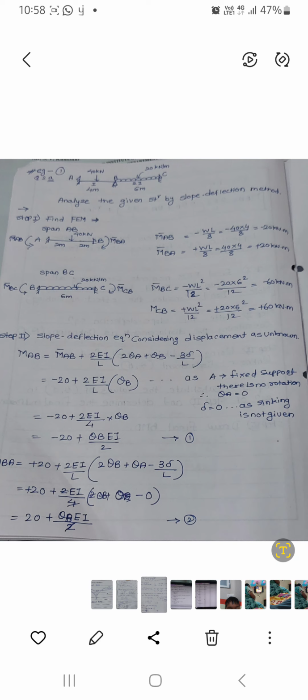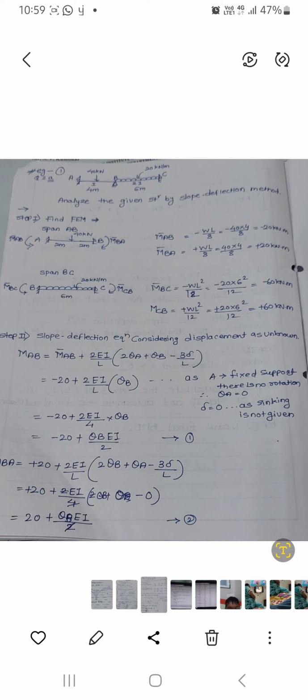And in this given problem, the material properties are different, that is I and 2I. Now we have to analyze this given structure by the slope deflection method. So how to solve it? Let's start. We'll start the step by step process. So step number 1 is to calculate the fixed end moment. So how to calculate it?